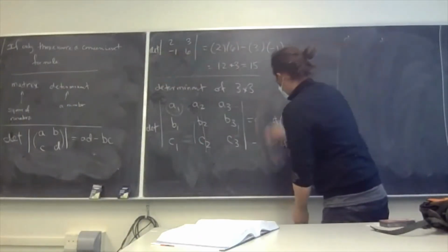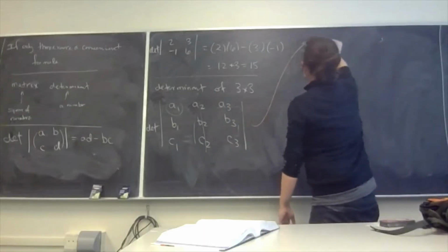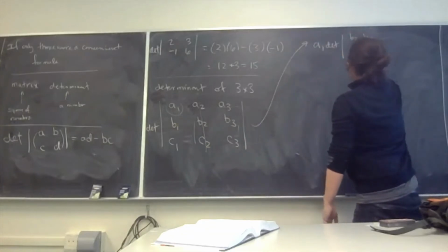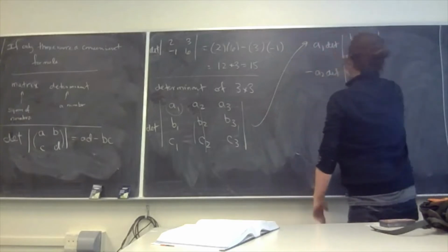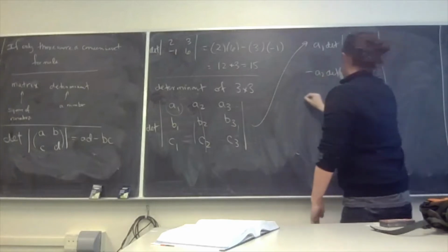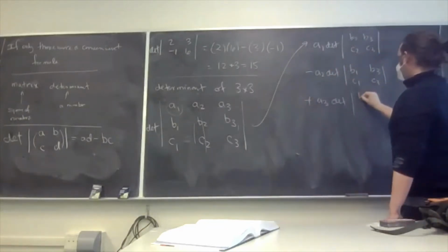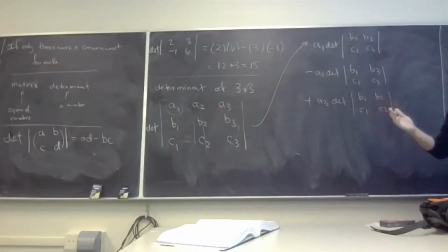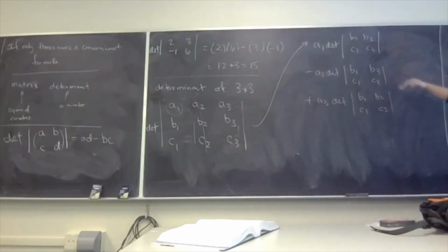I'm going to write this up higher. It's ridiculous. This determinant is A1 times the determinant of B2, B3, C2, C3, minus A2 times the determinant of B1, B3, C1, C3, plus A3 times the determinant of B1, B2, C1, C2. This is a definition, a way of defining a number I can attach to this matrix in terms of these, where I gave you what the definition was.